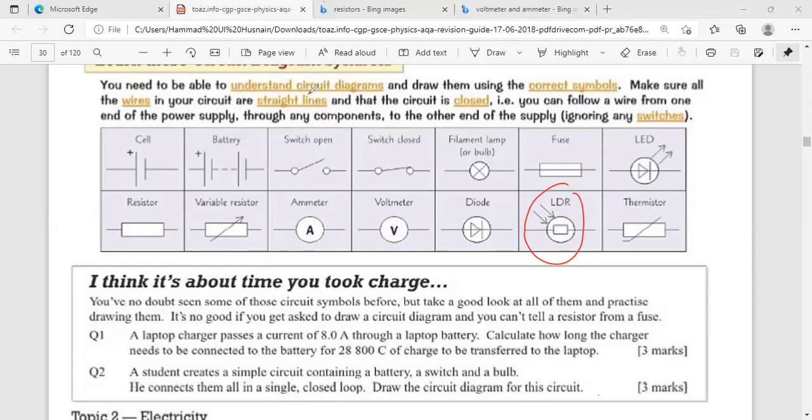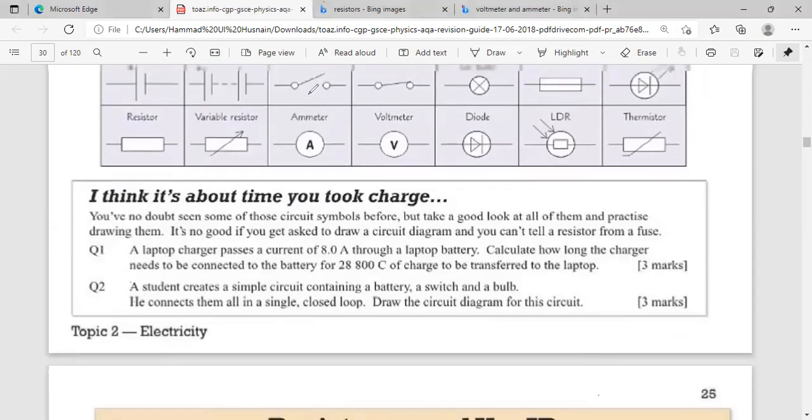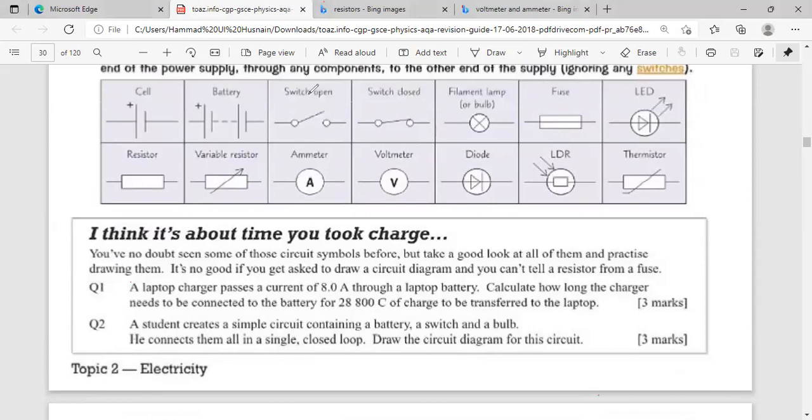Similarly, for a thermistor, if we have more temperature, the resistance will be small, and if we have less temperature, the resistance will be large. So this is LDR and thermistor. Now we don't need to go in the depth of this LDR and thermistor at this stage.